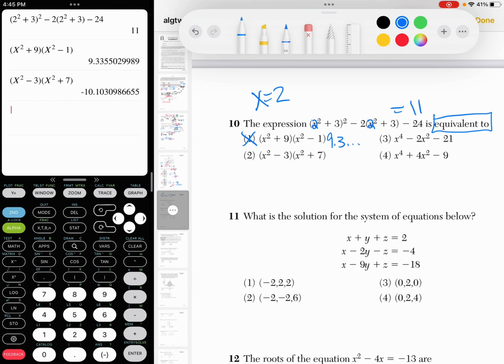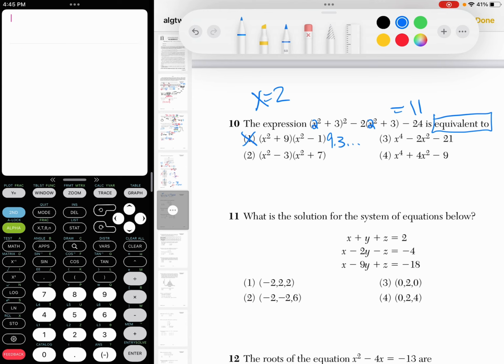I probably typed in something wrong. 2 to the 2nd plus 3 squared minus 2. What did I type in wrong? Oh my gosh, I typed in an x. I'm so sorry. I'm getting to the end of the video and I'm totally losing my mind. You guys are probably like, what is she doing? You have to type it in with the 2.